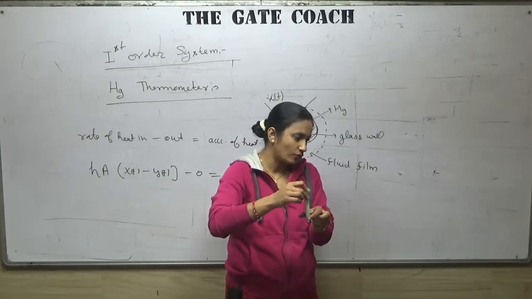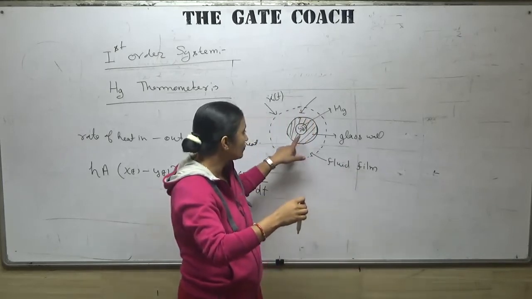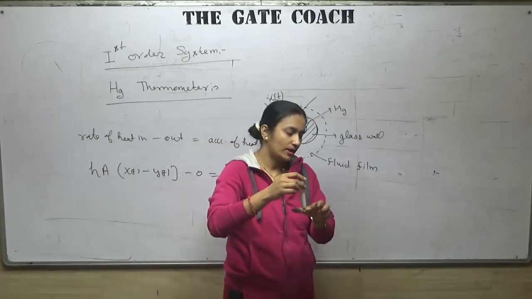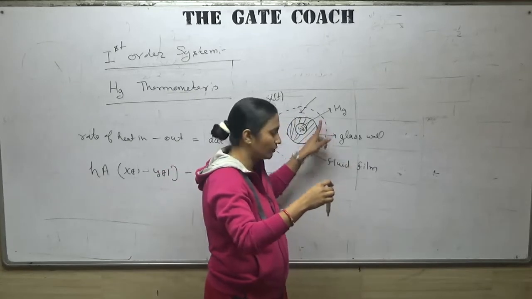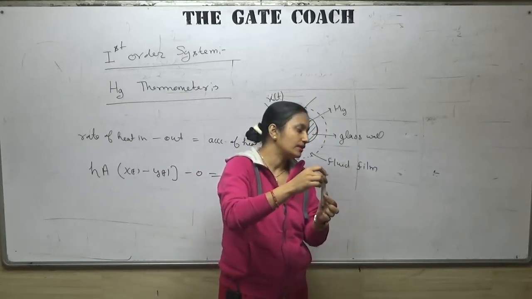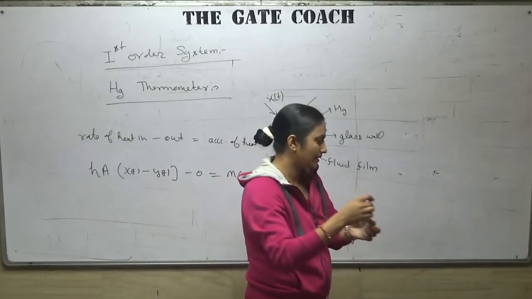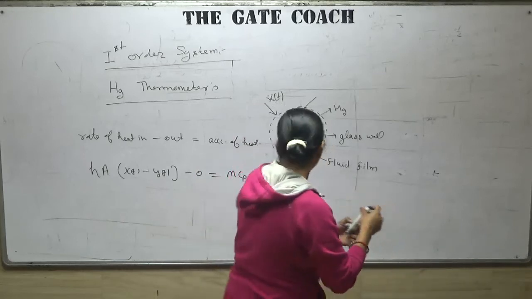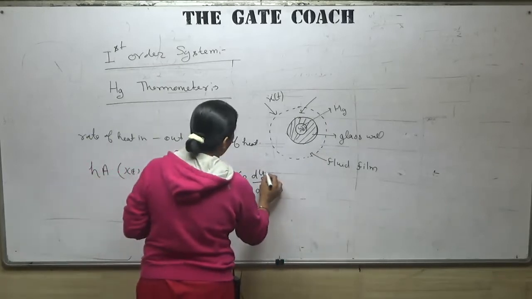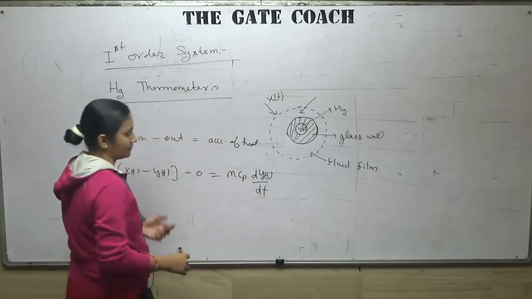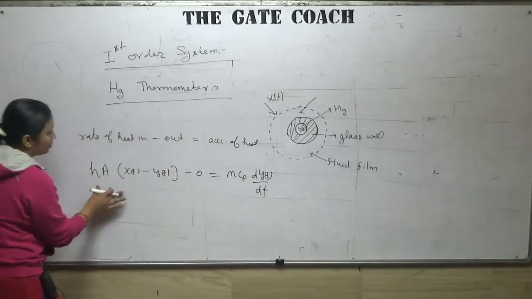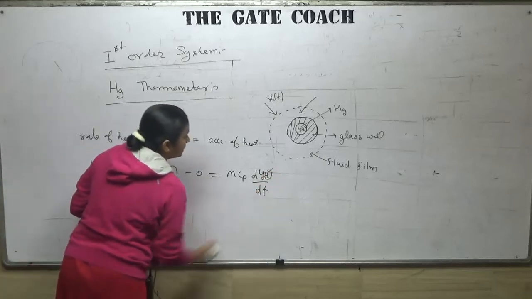A few resistances will be offered. We have neglected the resistance offered by the glass, and assume only the resistance offered by the film of the fluid. So y(t) is the temperature that will show in the thermometer, the output temperature, your measured temperature, or the mercury temperature. This is the equation that you have written at any time t.